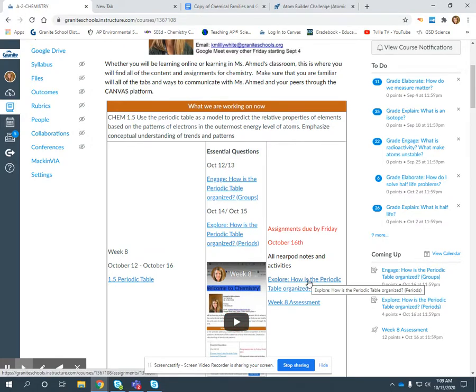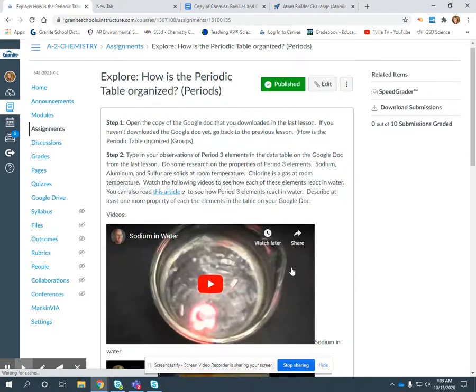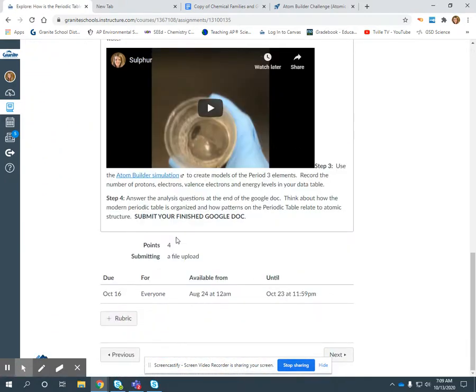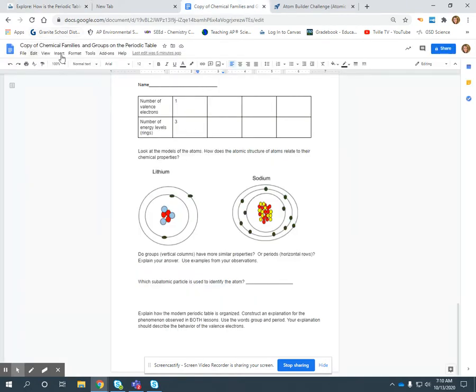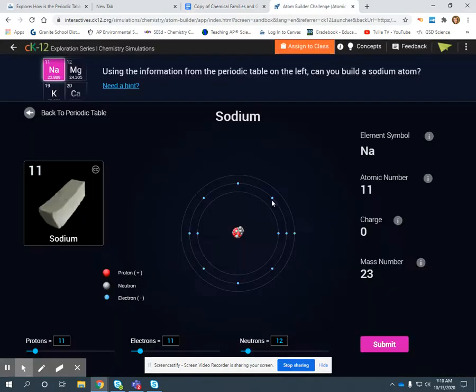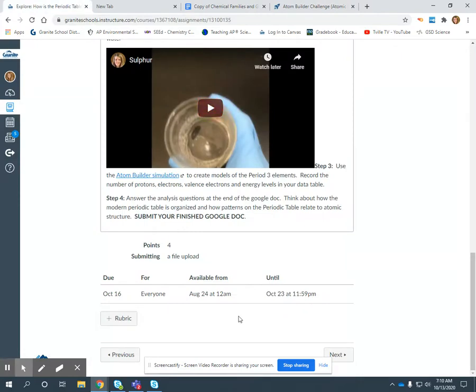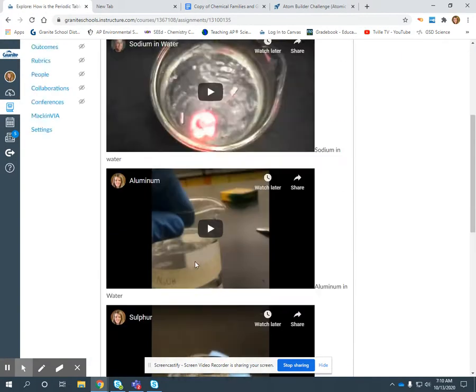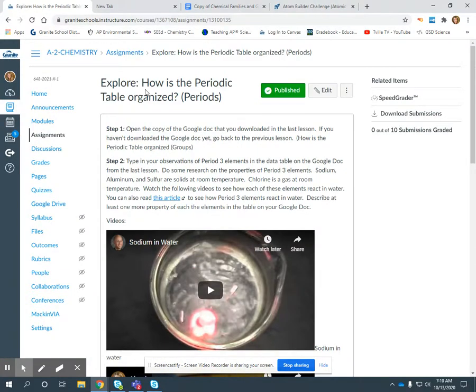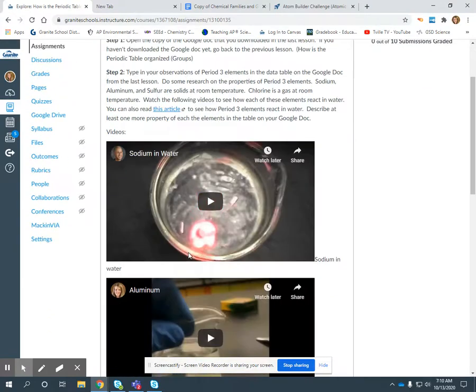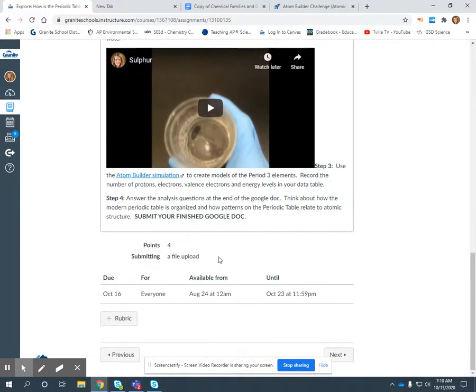If I click on this link, what you are submitting here is a file upload. So when you go to submit this assignment, you're going to complete this file, this Google Doc that you've completely finished. You're going to upload that to Canvas and submit it through this link, okay, where it says Explore: How is the periodic table organized, periods. Use this assignment page to upload your Google Doc, okay?